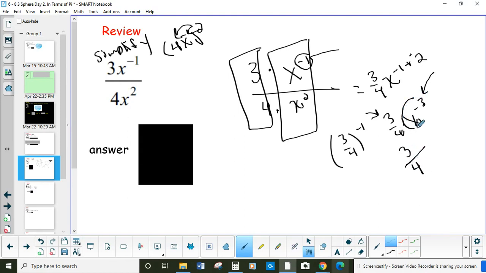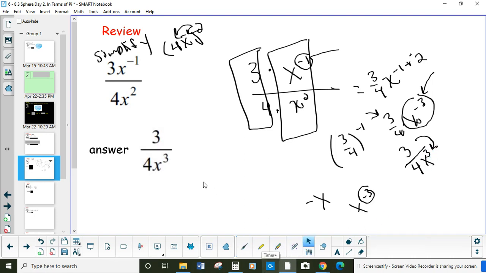Right now, out to the side means on top, doesn't it? So if you have a negative exponent and you have to flip it, if it's on top, it's got to get flipped to the bottom. That's what a negative exponent means. It doesn't mean it's a negative number. It means you got to flip it upside down. So I flip it to the bottom, my exponent becomes positive, and my answer, simplified, is 3/4x cubed.